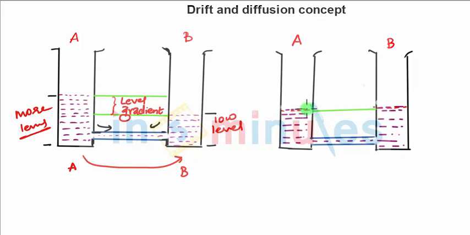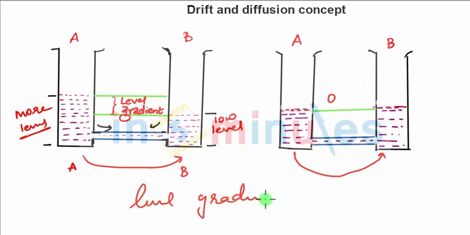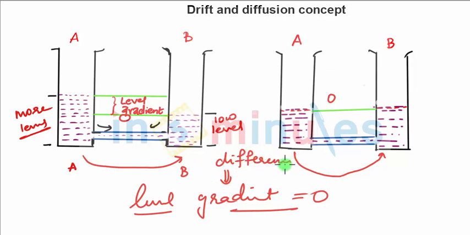So until the level is the same, that is, the level gradient becomes 0, the water will flow from A to B, right? This is called the level gradient. Because of the level gradient, water flows from the higher level to the lower level in order to make the gradient 0. Gradient is nothing but the difference between the levels, hence it is called the level gradient or level difference.